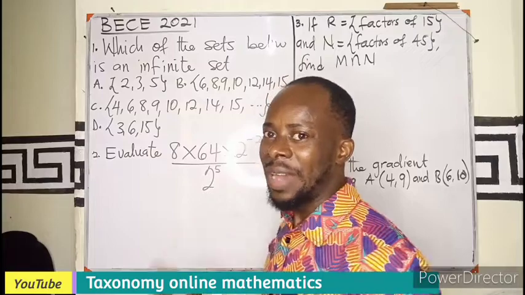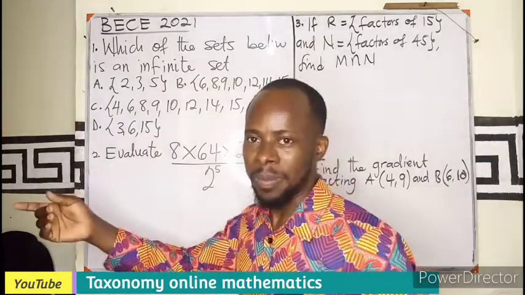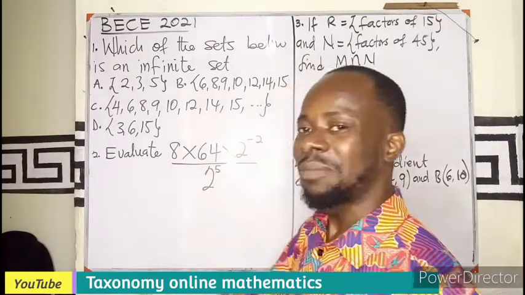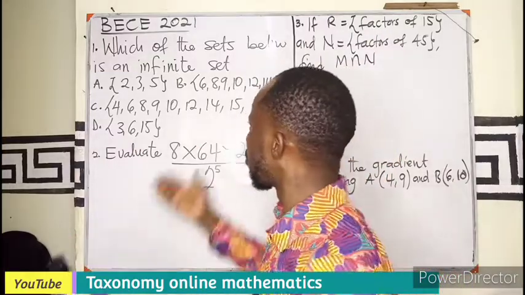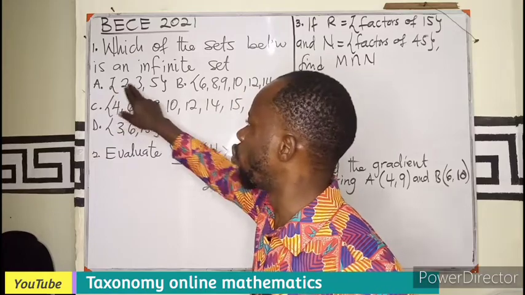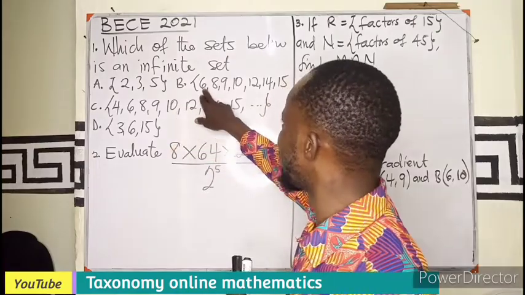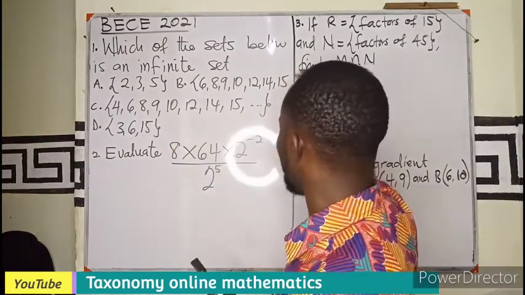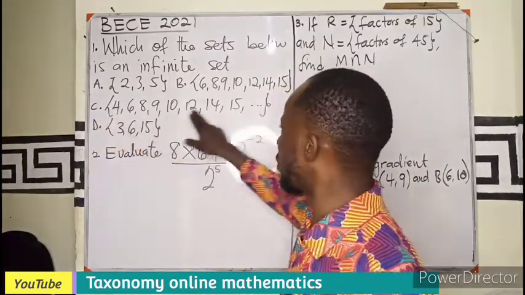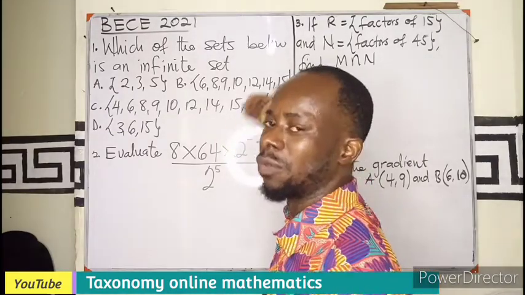If you know what an infinite set is, it is a set whose last member is not known. If the last element of a set is not known, it is called infinite. If the last member is known, it is a finite set. Right away, set A has numbers between 2 and 5. The last element is 5. If we take set B, 6 to 15, the last element is also known as 15.